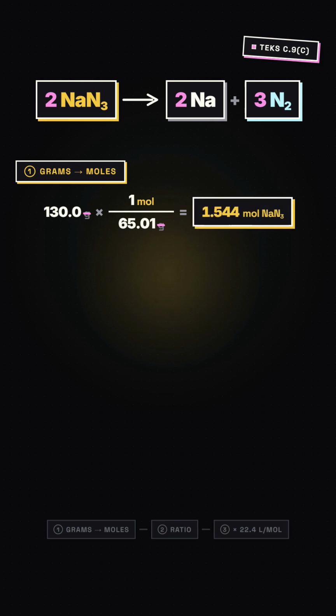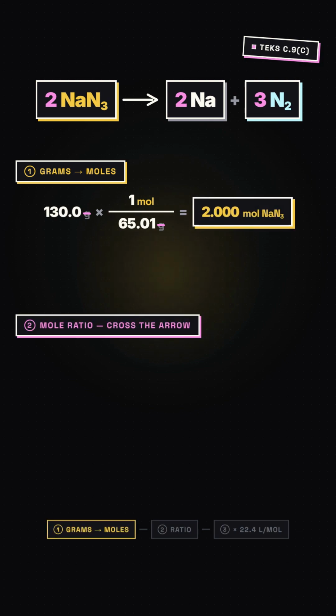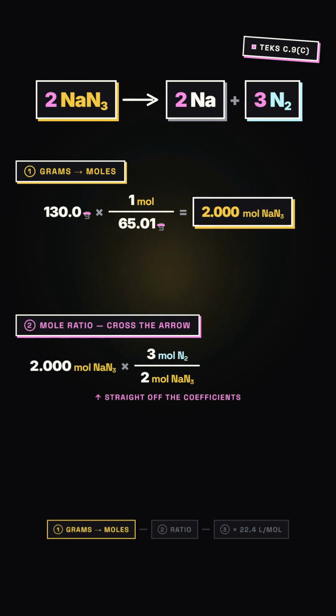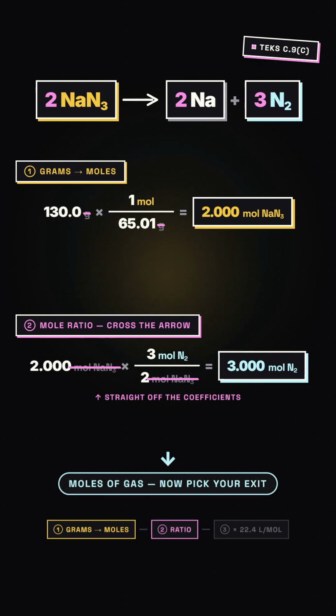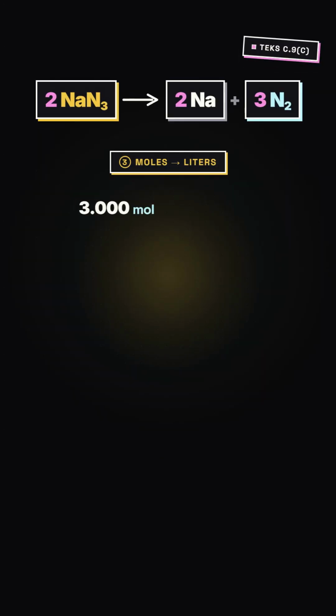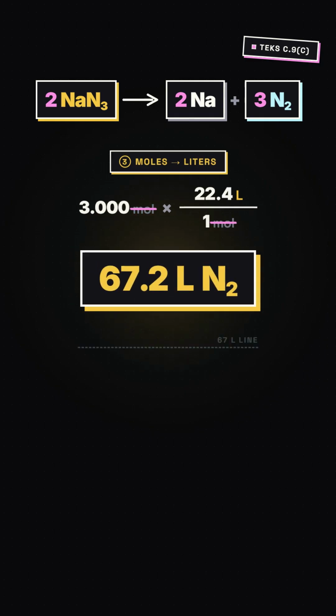So quickly, 130 grams of NaN3 divided by its molar mass, 65.01. Grams cancel, 2.000 moles. Then the ratio, straight off the coefficients, 3 N2 for every 2 NaN3. 2 moles times 3 over 2, 3.000 moles of nitrogen gas. Now we're at moles of gas, and that's the fork. Last step, take the volume exit. 3.000 moles of nitrogen times 22.4 liters per mole. Moles cancel, 67.2 liters. The bag fills.